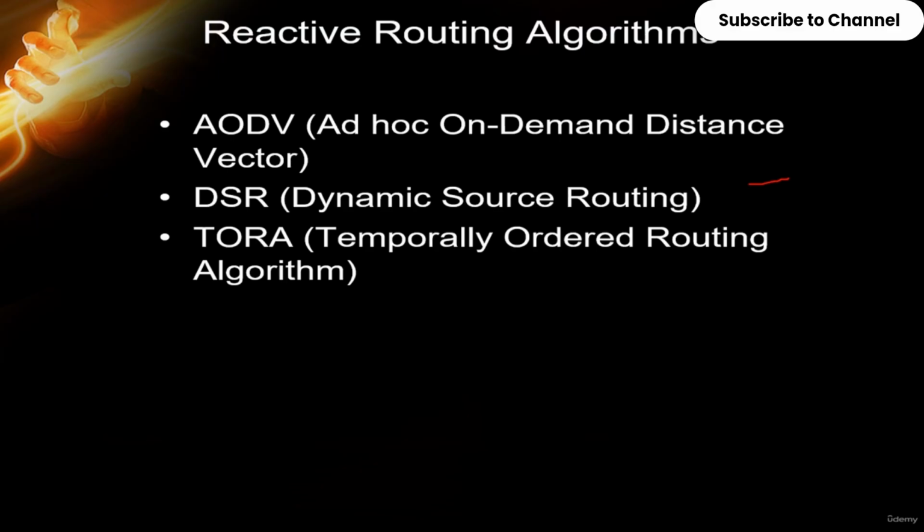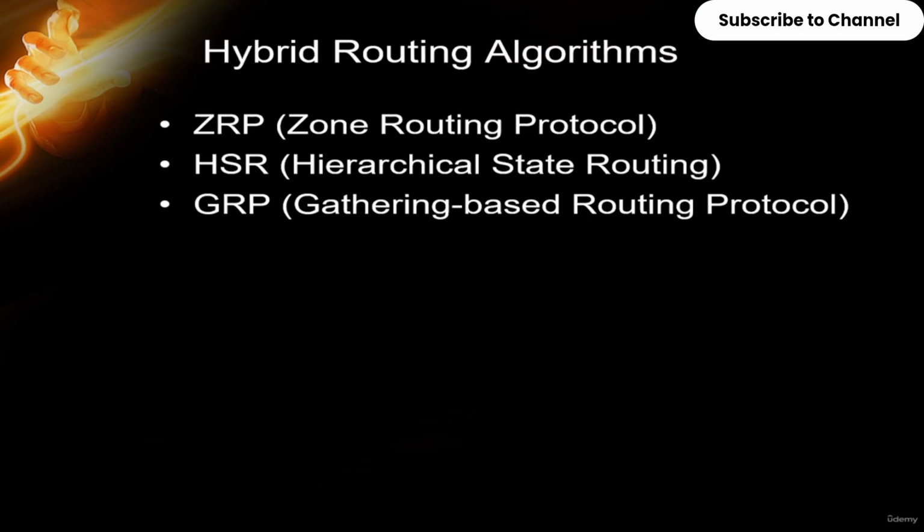The main advantage is that it eliminates the need for periodic routing advertisements, and the drawbacks include that the source routing mechanism can result in large headers, which are costly to maintain over a longer time. Then the TORA algorithm provides temporally ordered routing. This is also a reactive routing algorithm, and offers similar functionalities.